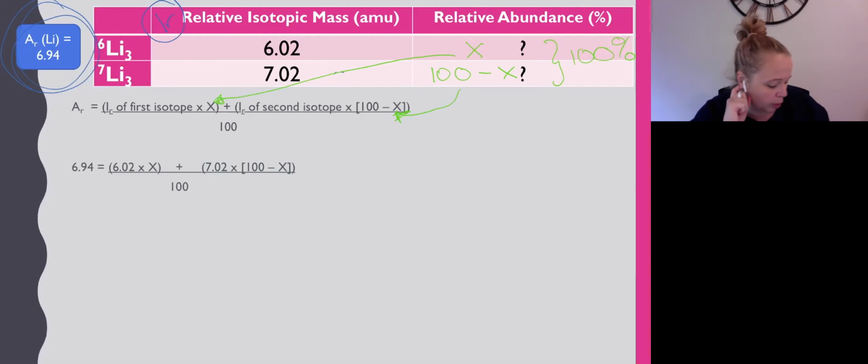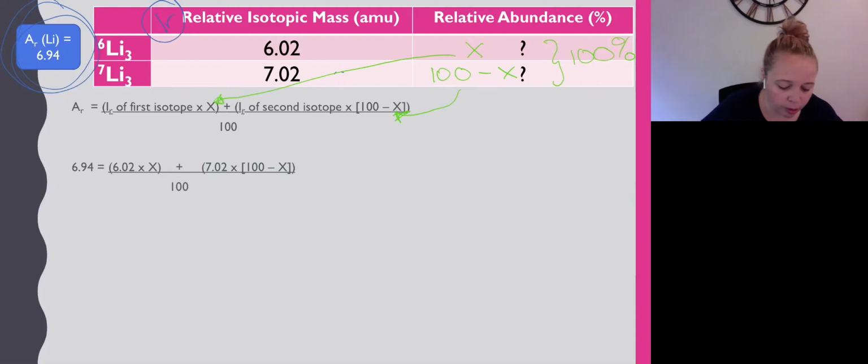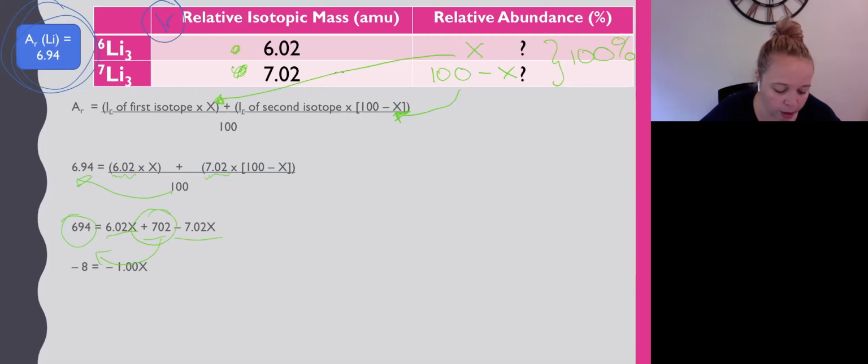So when we plug them in, we end up with this. We've got 6.02, which is from here down here, and we've got 7.02, which is this one here, times by 100 minus X all over 100. You start to rearrange that. You take your 100 over to here first, and we end up with 694. And then we expand out our brackets: 6.02x plus 702 minus 7.02x. Now we can simplify again. We can move this guy over here. We end up with minus 8 equals minus 1x.